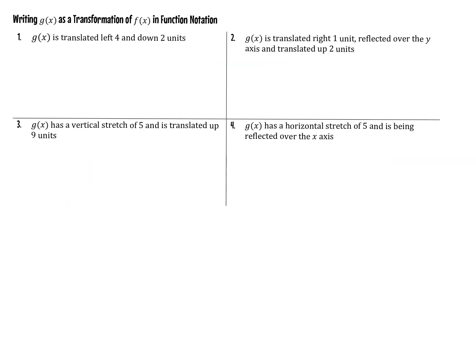So we're going to start writing transformations on generic functions. Notice we aren't talking about, on any of these four examples, the parent function x squared or the parent function absolute value of x. It just says that we're writing a transformation in function notation. So we're going to write g in terms of f.